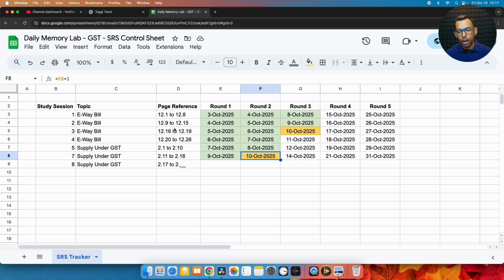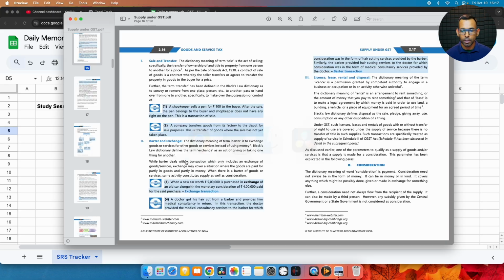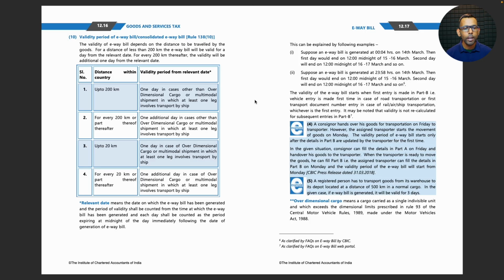Okay, so let me start with e-Waybill chapter, page number 16 of e-Waybill. Validity period of e-Waybill or consolidated e-Waybill, Rule 138, Subrule 10. The validity of e-Waybill depends on the distance to be travelled by the goods. For a distance of less than 200 kilometers, the e-Waybill will be valid for a day from the relevant date. For every 200 kilometers thereafter, the validity will be additional 1 day from the relevant date.